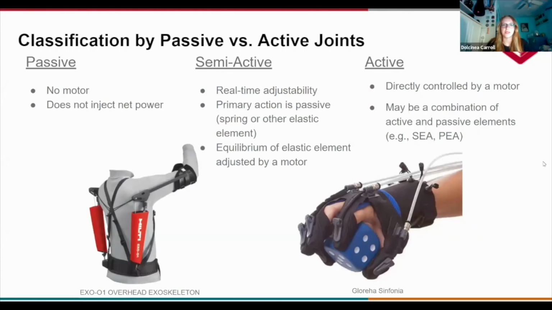Passive versus active joints. There are three variations in exoskeletons. The main difference is the usage of motors. Passive exoskeletons have no motors. They are mostly used for gravity counterbalance.